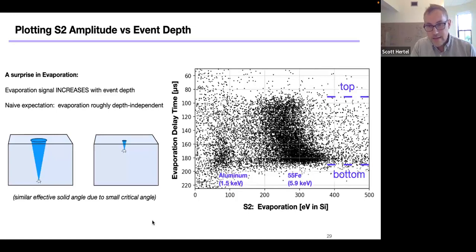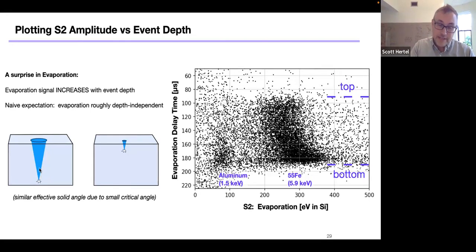If you do exactly the same study, though, for evaporation, it's very, very different. So at the top, your evaporation signal is smaller. And at the bottom, it's boosted by a significant amount of extra signal. So that was a surprise, at least to me.